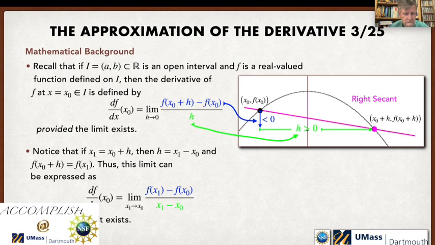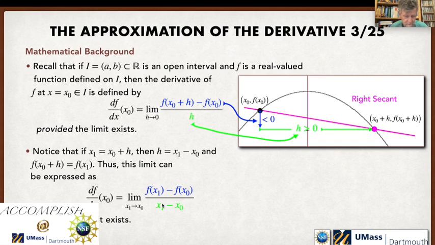Now, you may already know this, but this can be expressed in terms of 2 points, x1 and x0. If you just let x1 be x0 plus h, then h is nothing more than the difference between x1 and x0, and f of x0 plus h can be written as f of x1. So then you can express this limit as f of x1 minus f of x0 over x1 minus x0. And here, the idea is x1 has to become arbitrarily close to x0, but it can't equal x0, otherwise, again, you'd have division by 0.